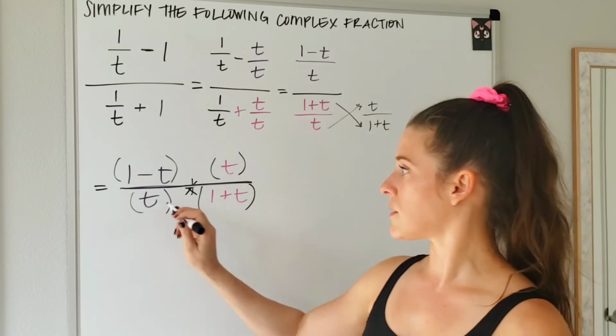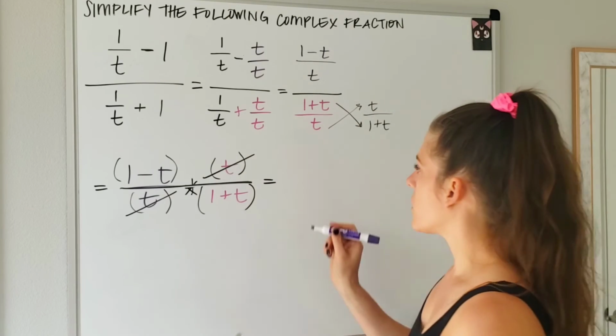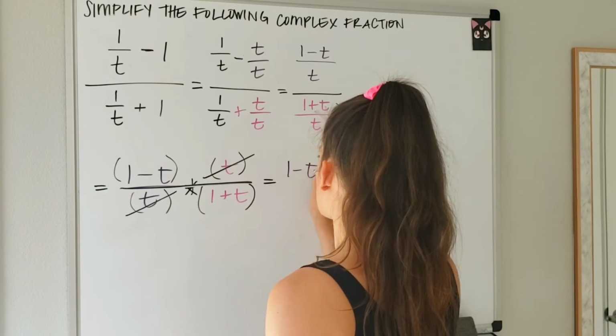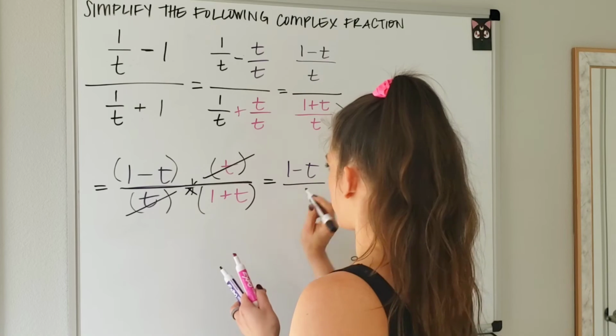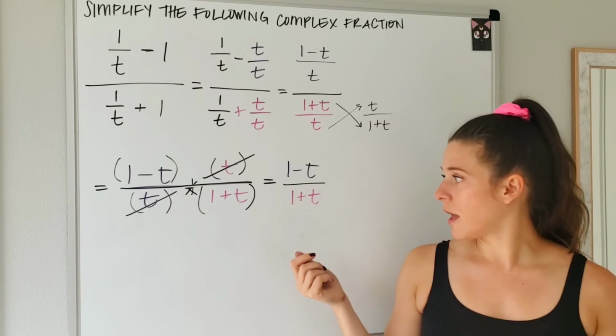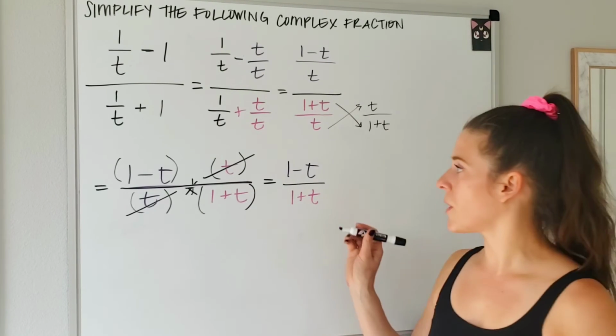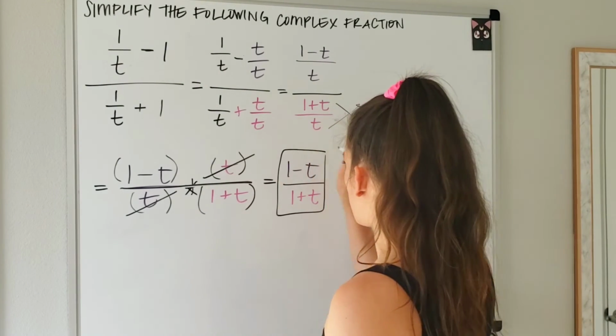And at this point we can start to cancel. We have t in the denominator and t in the numerator. We are just looking at 1 minus t over 1 plus t. This is no longer a complex fraction. I don't really see another way that we can simplify from here. So you are looking at the answer.